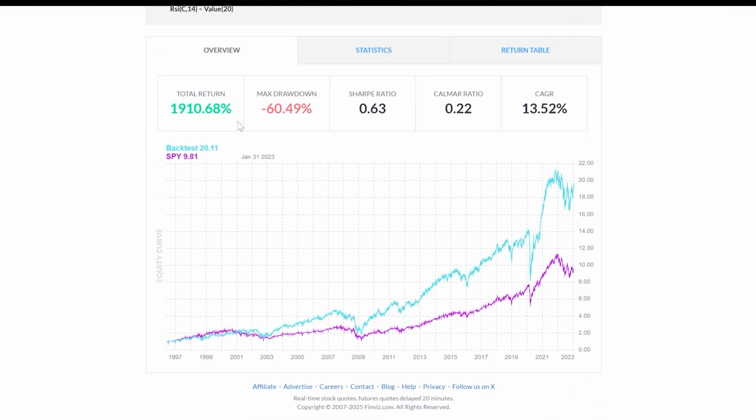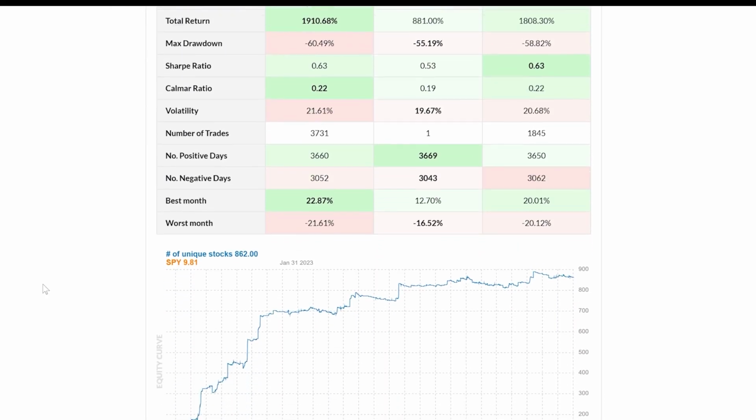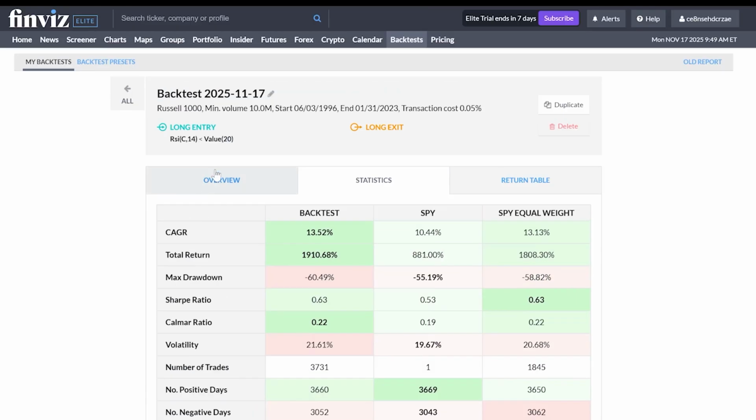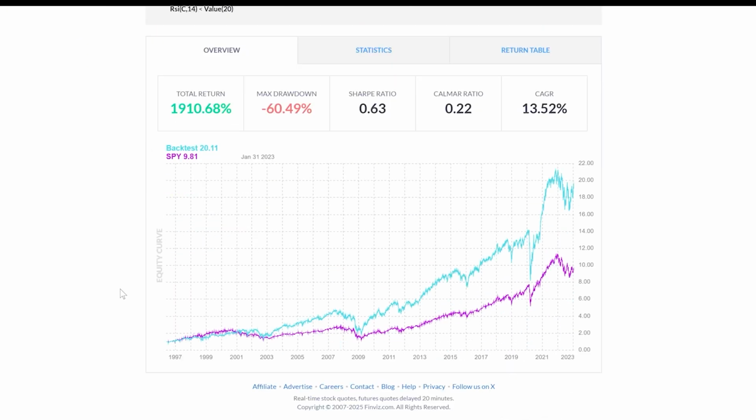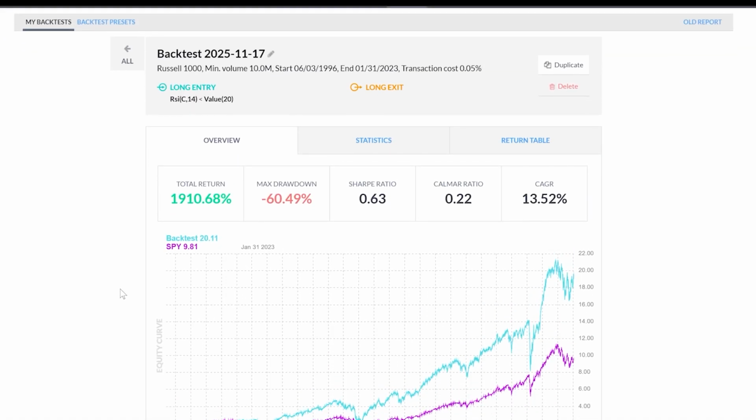And you can see we get an overview of our total return, max drawdown, Sharpe ratio, annual growth rate, and more. What I don't love about the backtesting tool here is that you can look at your returns over time and summary statistics about your backtest, but you can't ever see all of the transactions that were made as part of your backtest. So it's really hard to identify where a backtest went wrong or right.